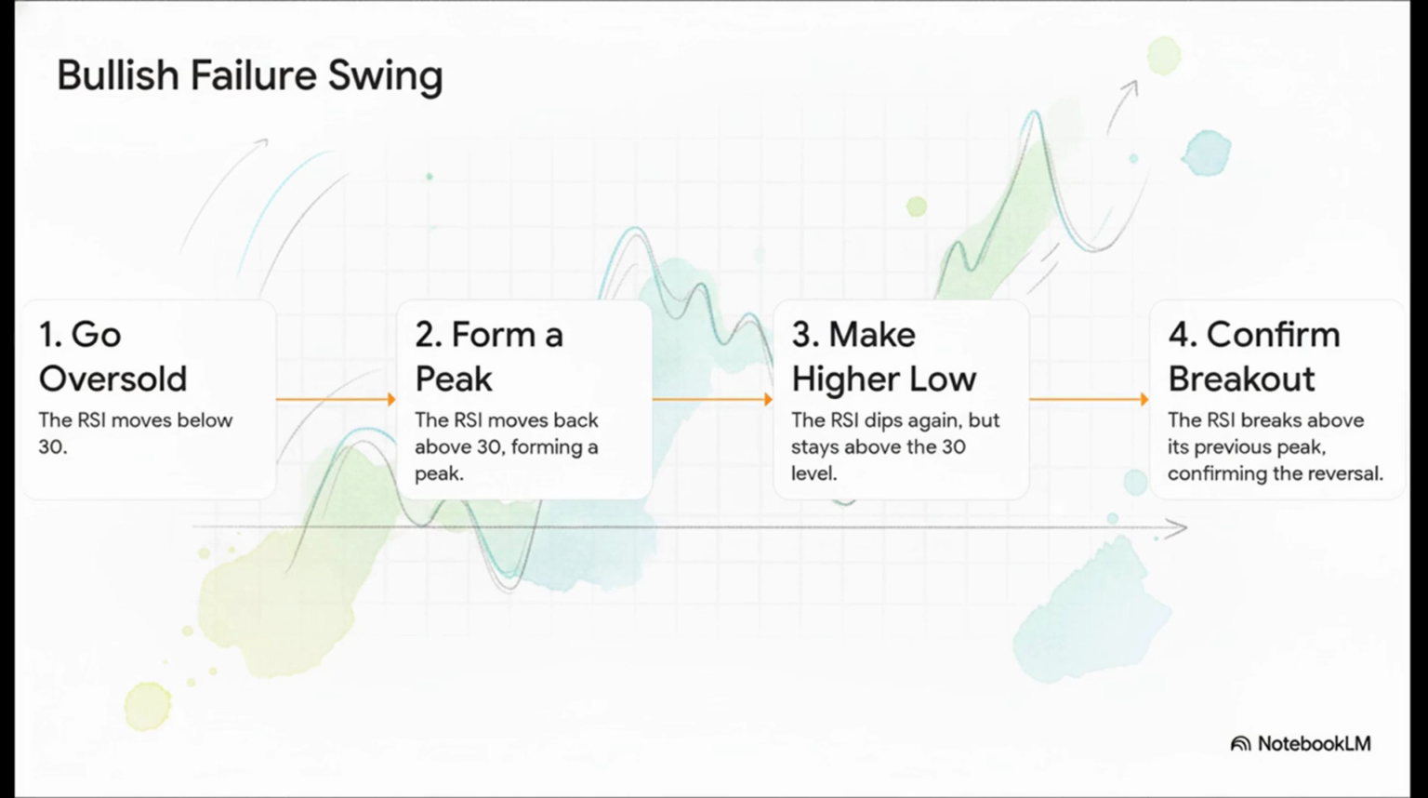First, the RSI drops below 30 into that oversold zone. Second, it bounces back up, creating a little peak. Third, and this is the most important part, it tries to dip again, but it fails. It can't even get back down below that 30 line. And finally, it breaks out above that first little peak it made. That breakout is the confirmation you're looking for that the trend might have just turned around.